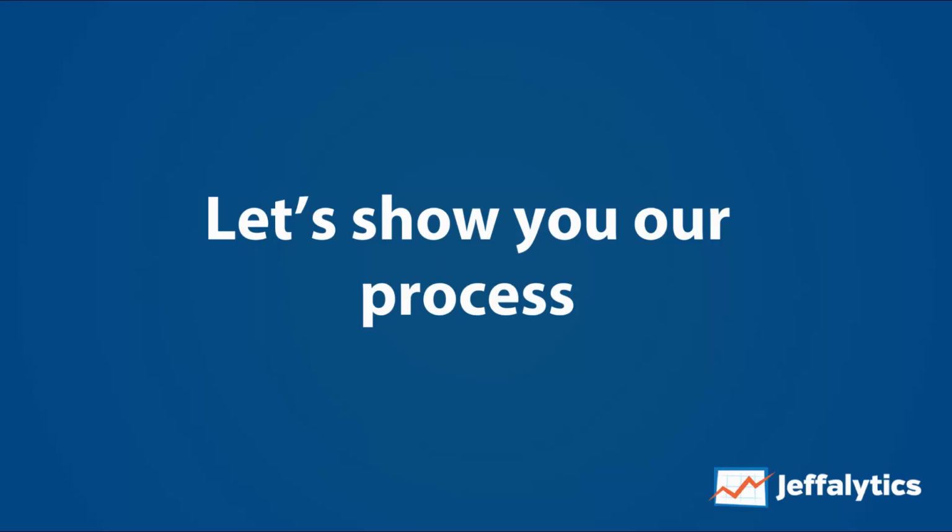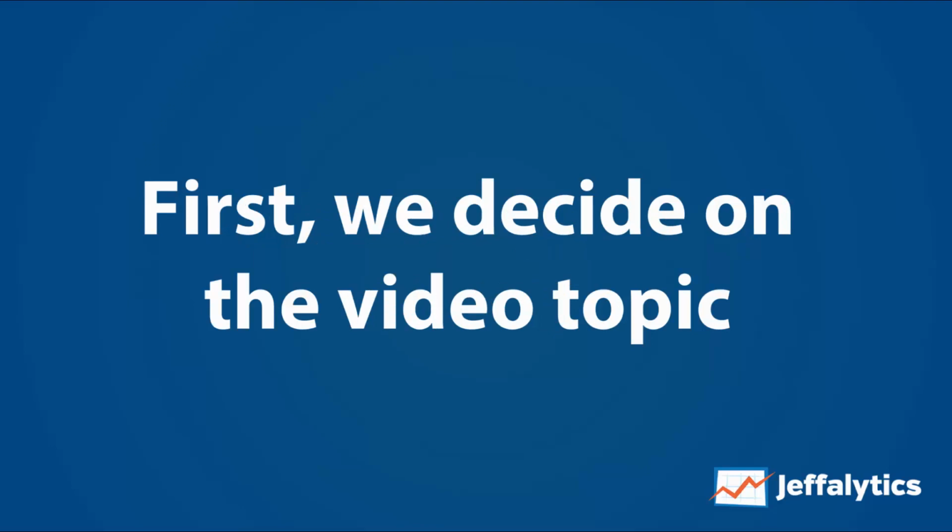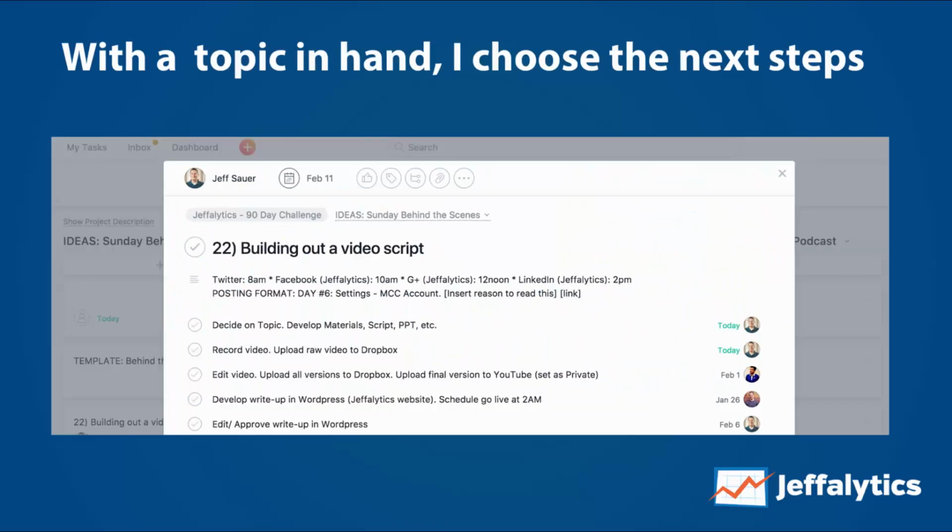So I'm going to show you exactly what we do to develop one of these videos and how we build out the script. The first thing you need to do is decide on a video topic. Now, in our case, we have our Asana board with our 90 days, 90 ideas from the challenge. And so basically each time that I'm ready to record a video, which is often two, three, four videos in a single day, I basically say, okay, we're at number 22 now. We know when this is due. And Jeff, you need to create a video on building out the video script.